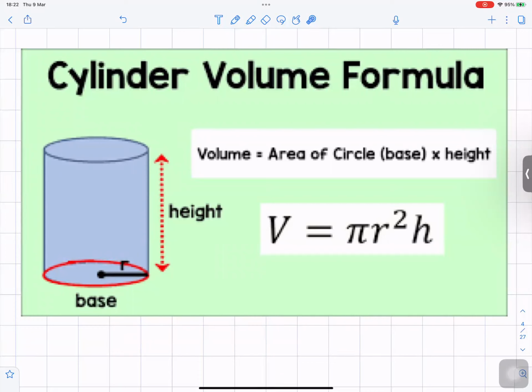For question number 4, we're going to use this formula. The formula for the volume of a cylinder is the area of the base times the height. The base is a circle, and the area of the base is pi radius squared, times the height.